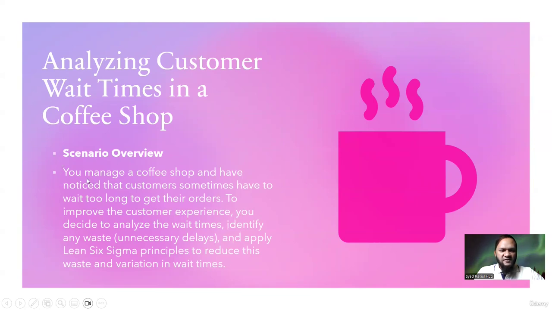Scenario overview. You manage a coffee shop and have noticed that customers sometimes have to wait too long to get their orders. To improve the customer experience, you decide to analyze the wait times, identify any waste, and apply Lean Six Sigma principles to reduce this waste and variation.